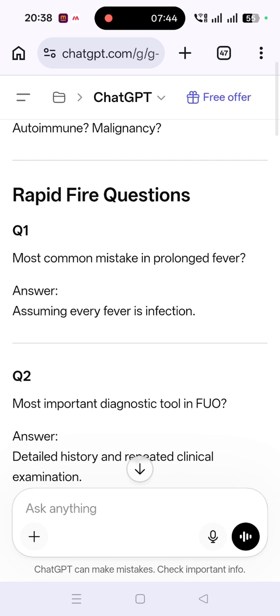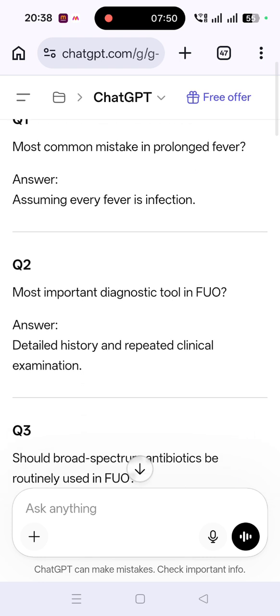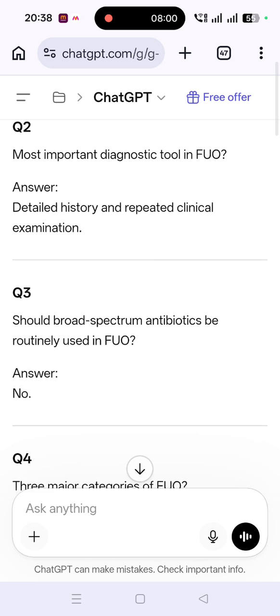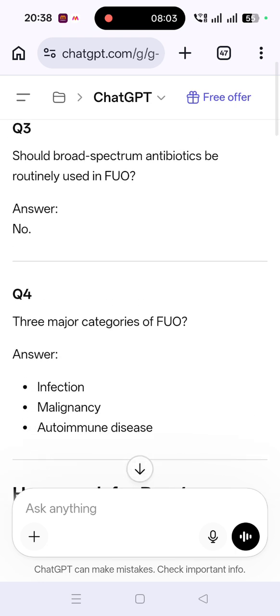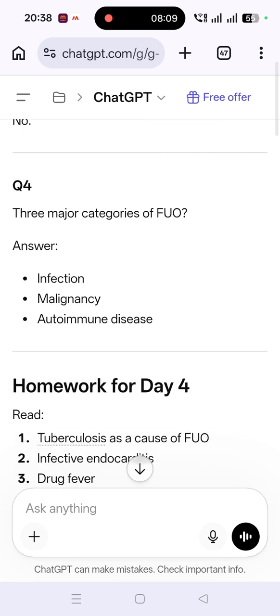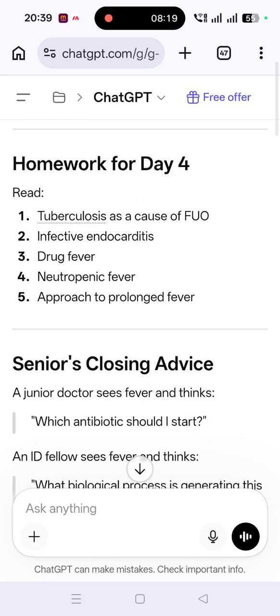Now the rapid fire questions. The most common mistake in prolonged fever is assuming every fever is an infection. No. The most important diagnostic tool in fever of unknown origin is a detailed history and repeated clinical examination. Then, should broad spectrum antibiotics be routinely used in FUO? No. There are three major categories: infection, malignancy, or autoimmune disease. So you should read about tuberculosis as a cause of FUO, then infective endocarditis, and drug fever. You should know all of these in detail.